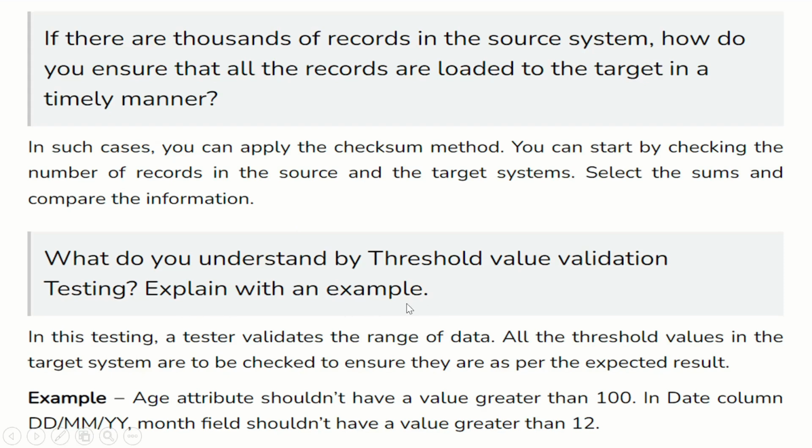Explain with an example. In this testing, a tester validates the range of data. All the threshold values in the target system are to be checked to ensure they are as per the expected result. Example, the age attribute should not have a value greater than 100. In a date column, DDMM, the month field should not have a value greater than 12.